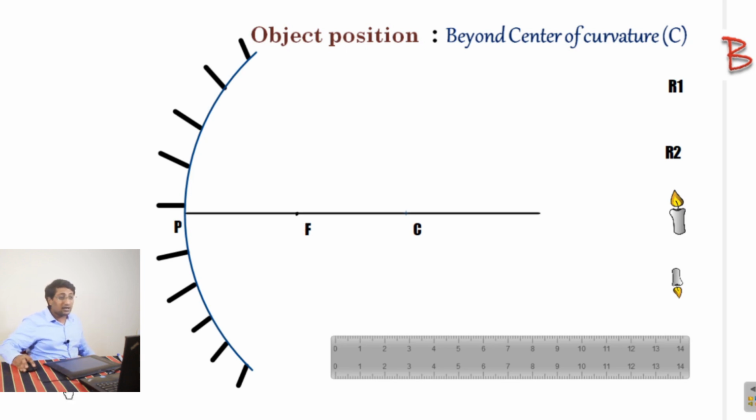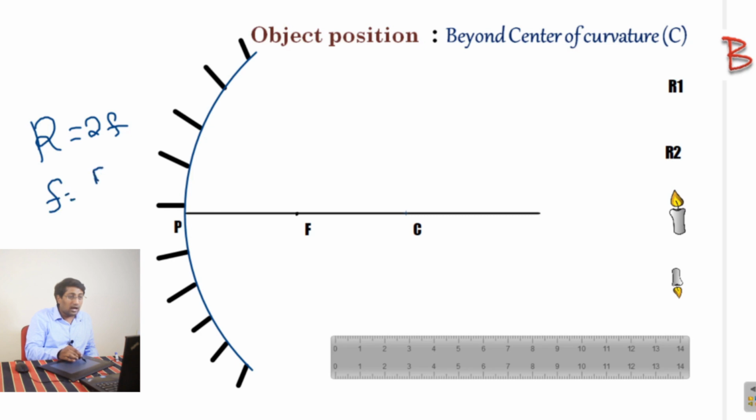If you remember from our previous discussions, we already had this, right? So we have the formula. There are two ways of going about this formula. So let's check that out. You can use the formula R, that's the radius of curvature, which is equal to 2 times the focal length, or of course F is equal to R divided by 2. Now, if the radius of curvature, that means the distance between P and C, is 10 centimeters, then the focal point should obviously be at the center, that means at 5 centimeters.